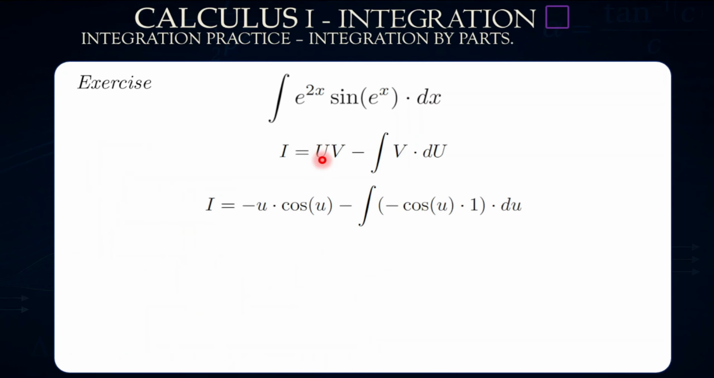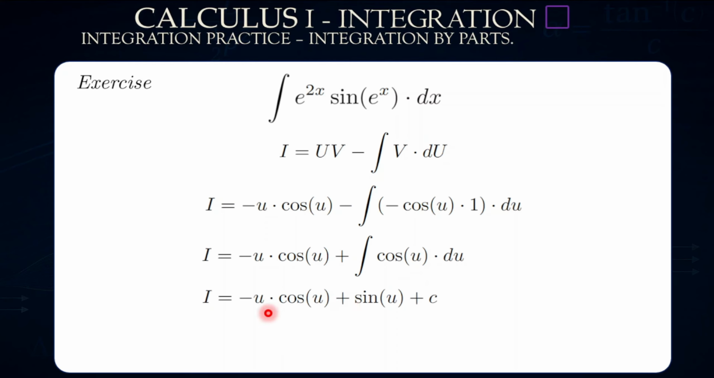So again, I equals uv minus the integral of v du. I equals minus u cosine u minus the integral of minus cosine u times 1 du, or minus u cosine u plus the integral of cosine u du, which is sine u, correct? So minus u cosine u plus sine u plus c. You replace u back by its original value. So I equals minus x, e to the power of x, times cosine x plus sine x plus c.